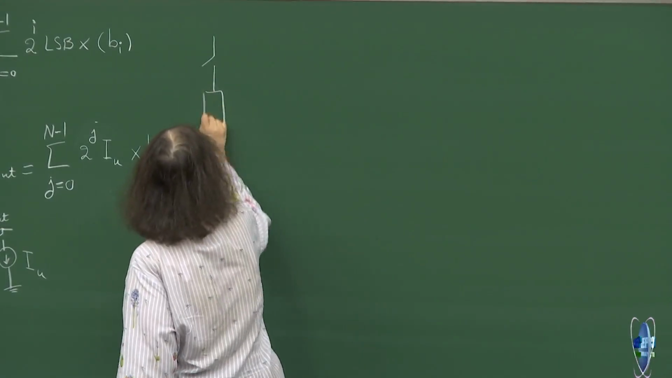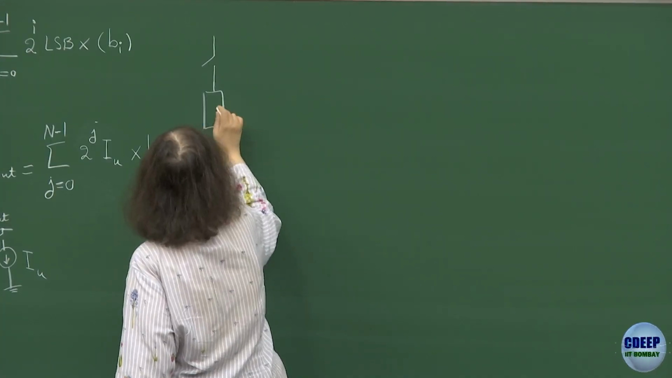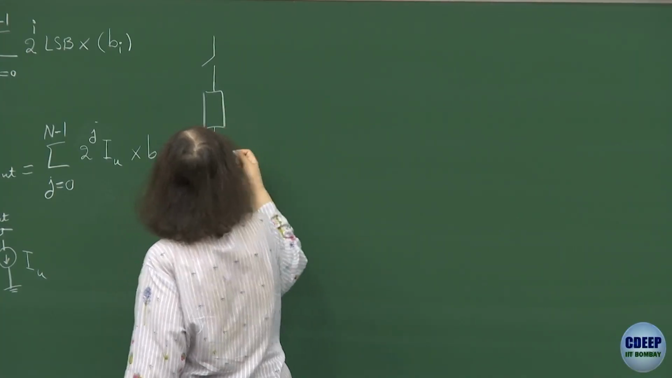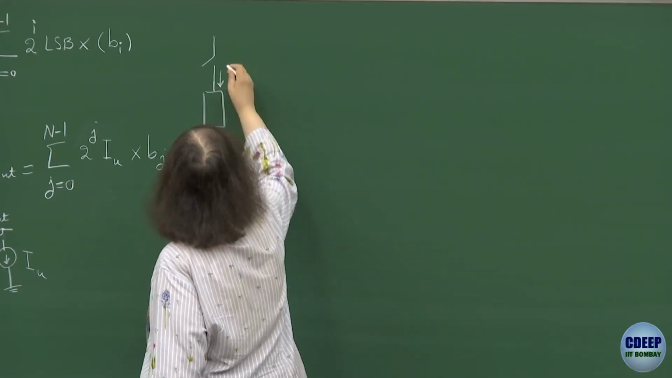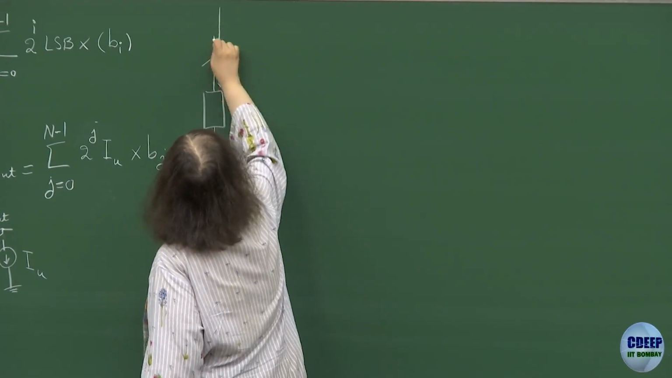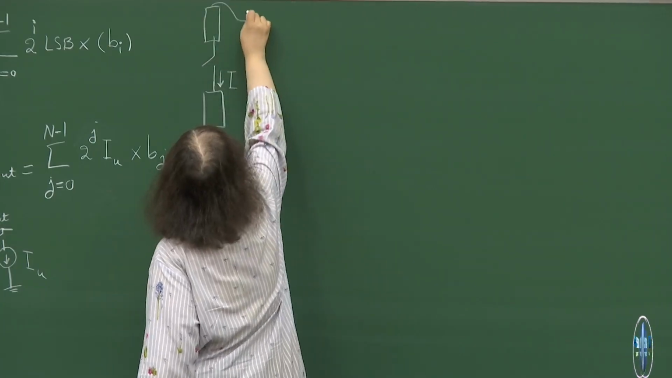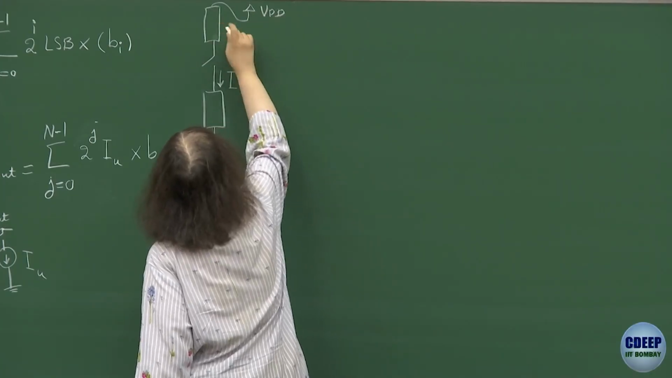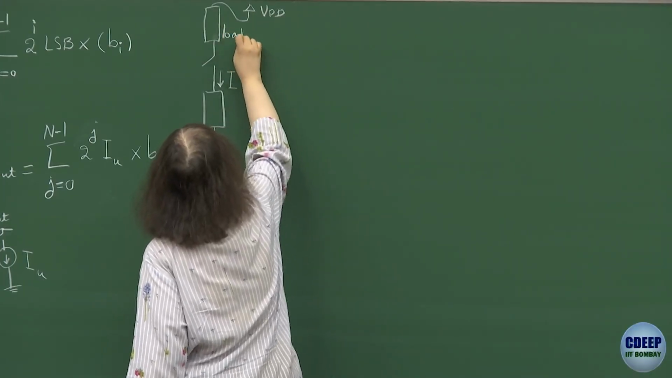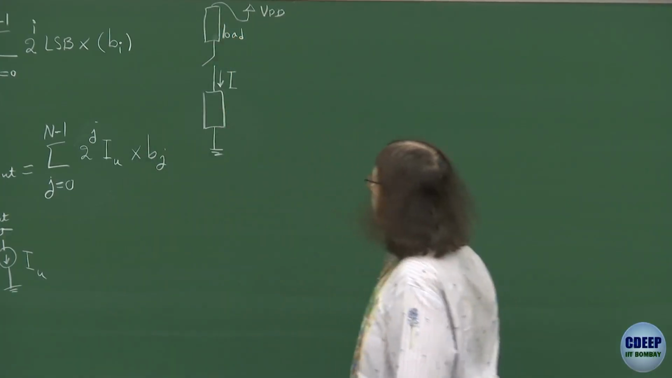So let's say this is a current generator. Therefore, I don't show it even with the ideal current source. It's a current generator. And here you have a current I, and this is connected to some load, and say this is VDD. And this is load. See why for high-speed applications this is a problem.